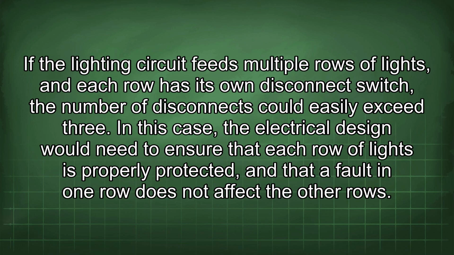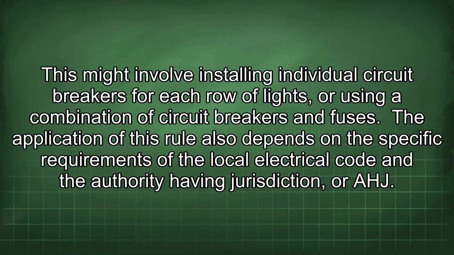Alternatively, consider a lighting circuit in a large office building. If the lighting circuit feeds multiple rows of lights, and each row has its own disconnect switch, the number of disconnects could easily exceed 3. In this case, the electrical design would need to ensure that each row of lights is properly protected and that a fault in one row does not affect the other rows. This might involve installing individual circuit breakers for each row of lights, or using a combination of circuit breakers and fuses.